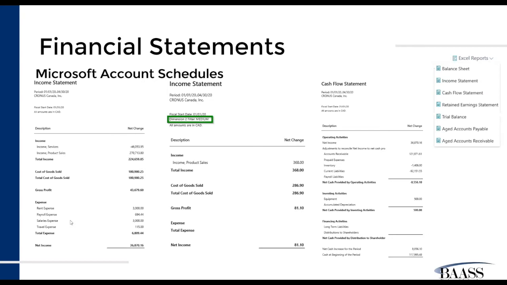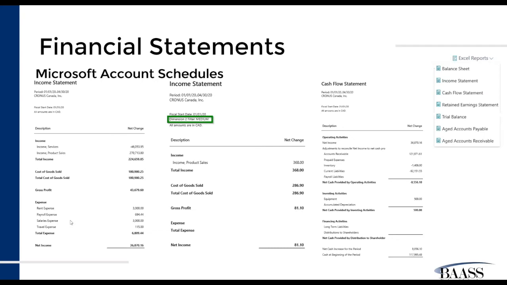So Business Central does have that out of the box in terms of a cash flow statement. And then the very last image there is showing that all of these reports can also be Excel reports. So the income statement, the balance sheet, the cash flow, retained earnings, trial balance, and it also includes the aged accounts payable and aged accounts receivable.